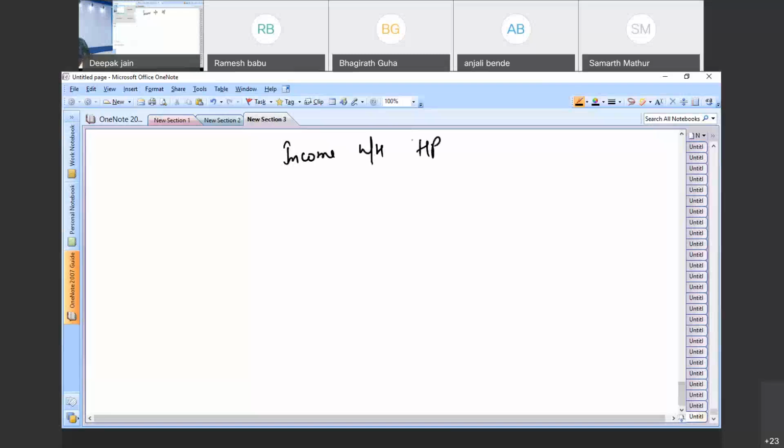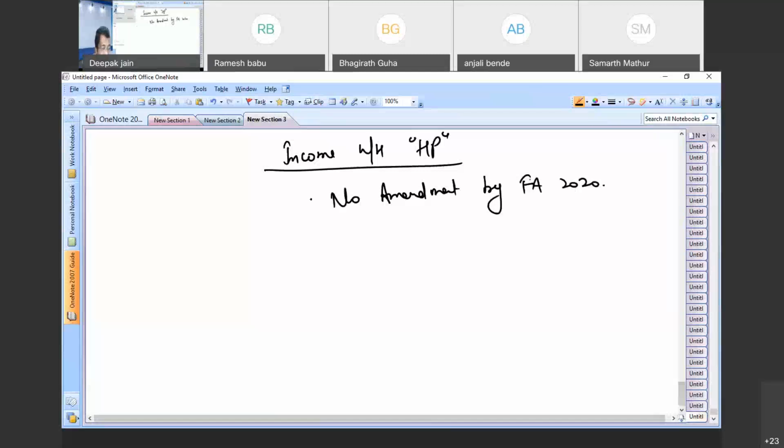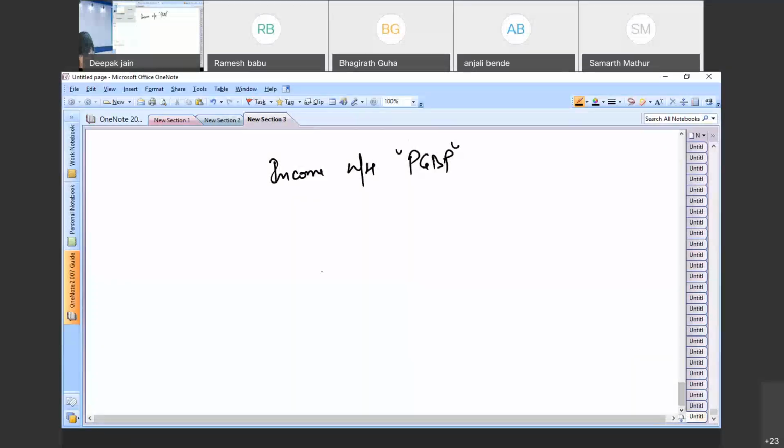Income under the head house property, no amendment by Finance Act 2020. Next head, income under the head PGBP. First amendment, Section 32AD is not applicable now.